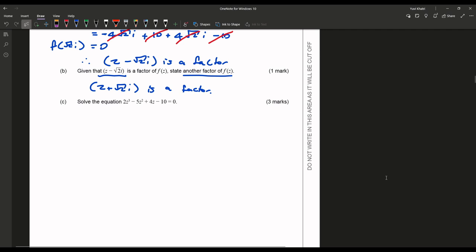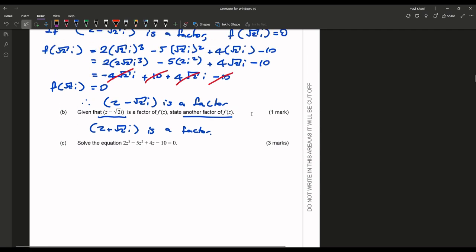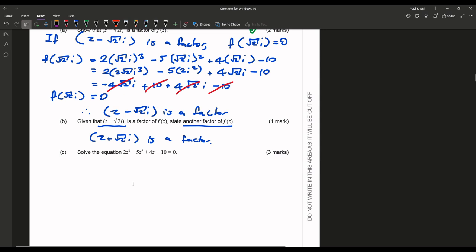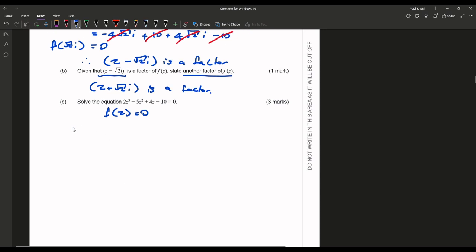Now part C just asks us to solve this cubic equation, and you'll notice that that's the same as f of z. We're really just solving f of z equals 0. So f of z is 2z cubed take 5z squared plus 4z take 10. And we know two factors, so we can almost factorize this fully.